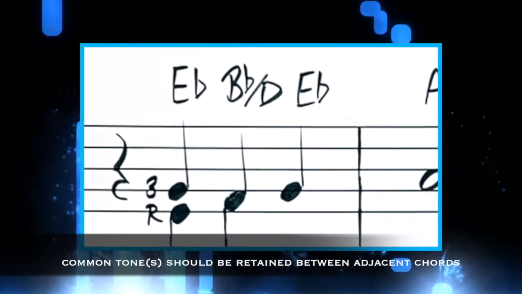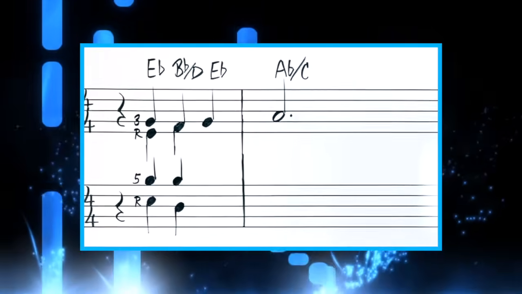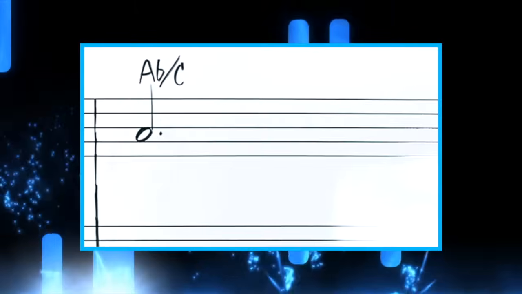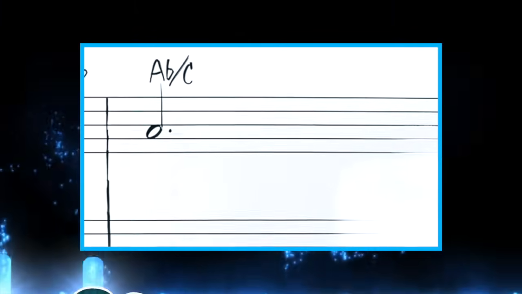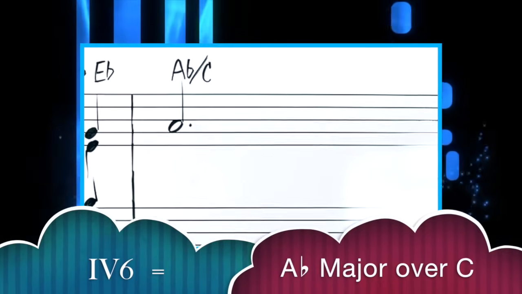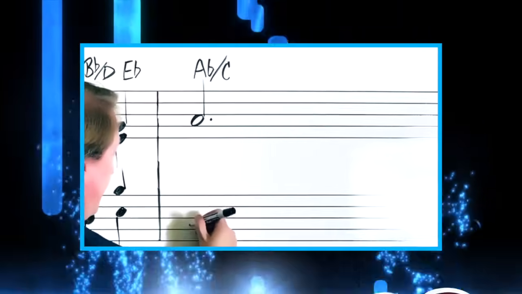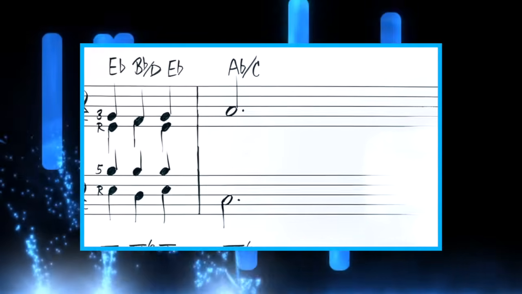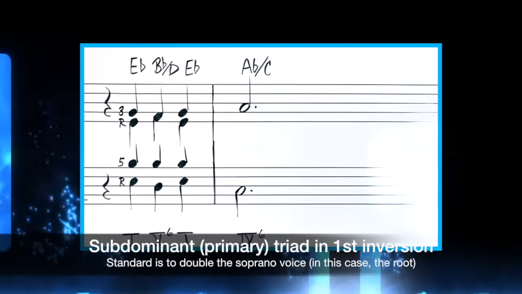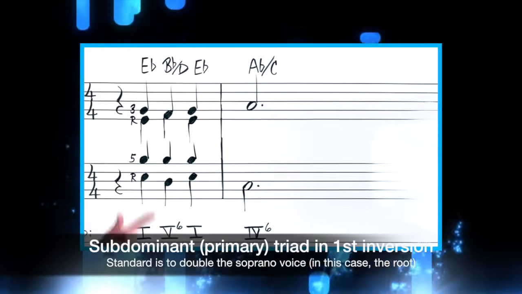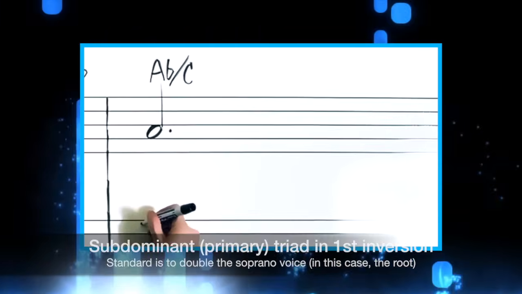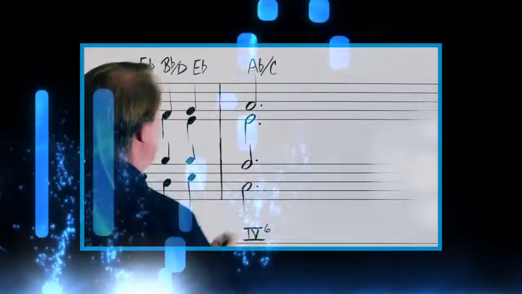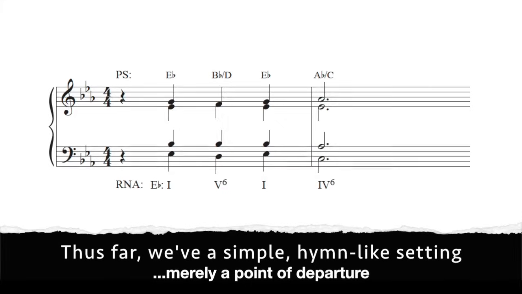Then, for the 1 chord, we can return back to the same voicing from which we left. And finally, we have the subdominant triad in first inversion. That's A flat major over C. Let's sketch in the note C in the bass. And what about the doubling? Again, this is a primary triad in first inversion, so we'll double the soprano voice, which has the root this time, A flat. And we have a common tone which can be rearticulated in the alto voice. The result is simple and hymn-like, but a bit plain.